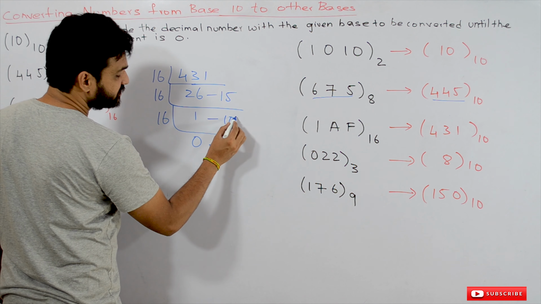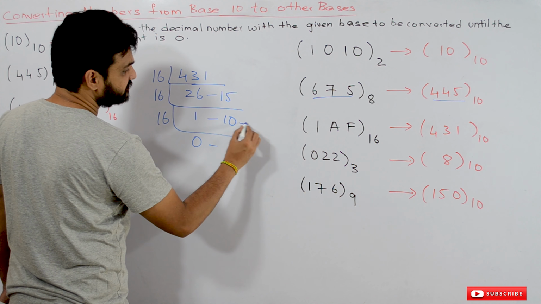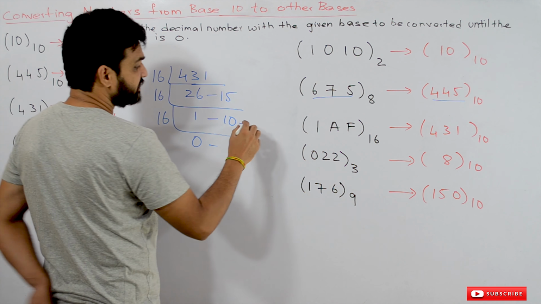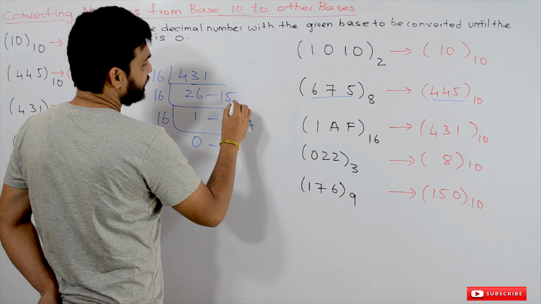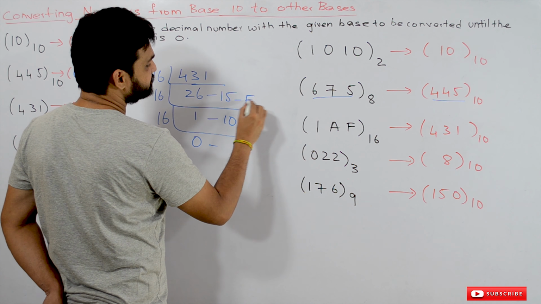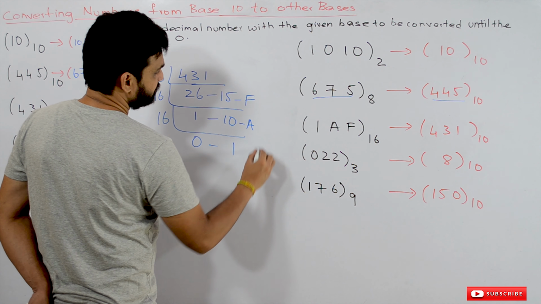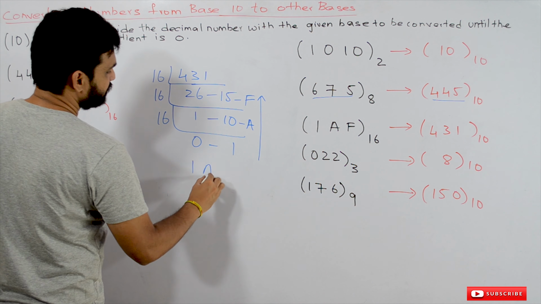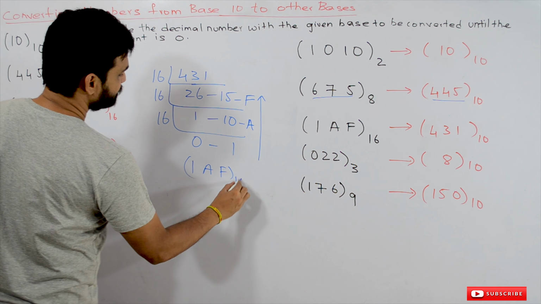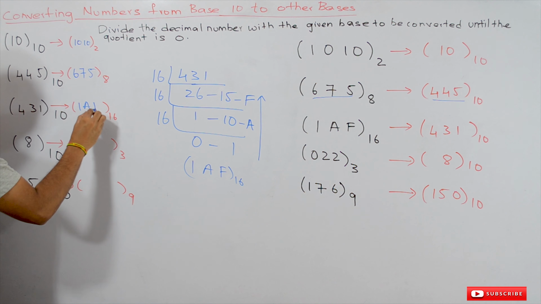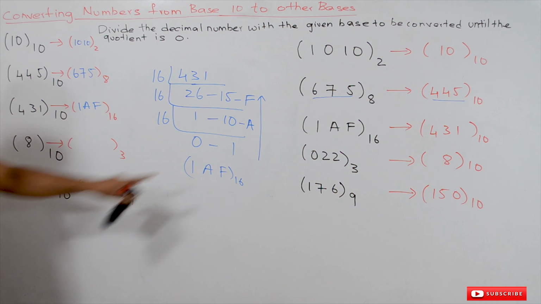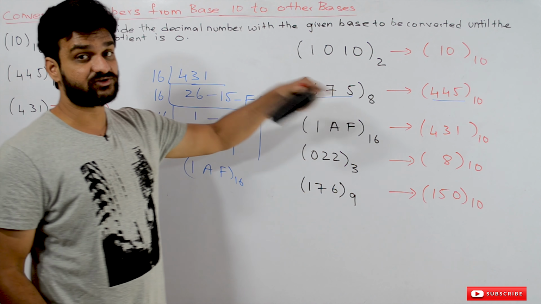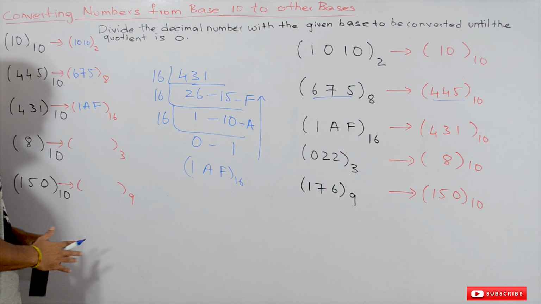So what is the symbol equivalent of 10? The symbol equivalent of 10 in the hexadecimal number system is A, and the symbol equivalent of 15 is F. So the conversion is 1AF in base 16. So the number is 1AF. Okay, so 1AF is equal to 431 in decimal. This conversion has already been made in our previous video.